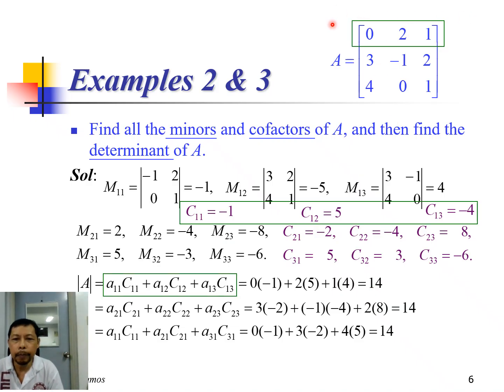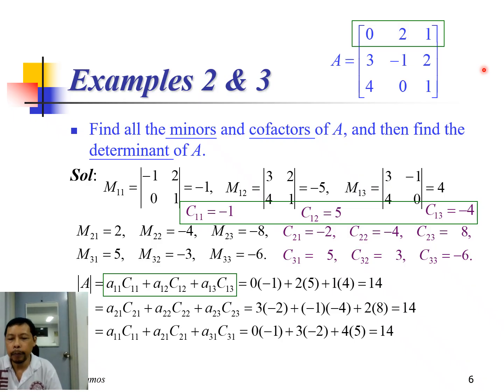So that is expansion about the first row. Now, if we choose to expand about the second row, we would be getting the same result. Because as I've said earlier, it doesn't matter which row or which column you want to expand about. It will give you the same value of the determinant.